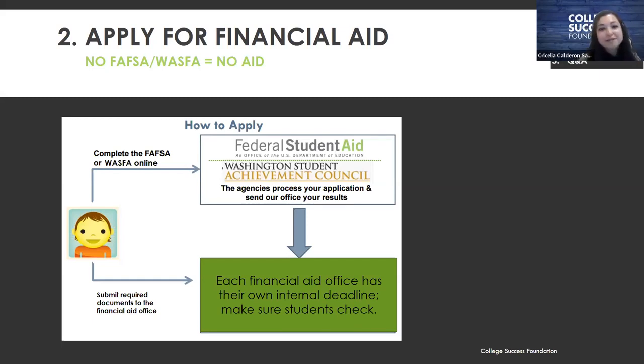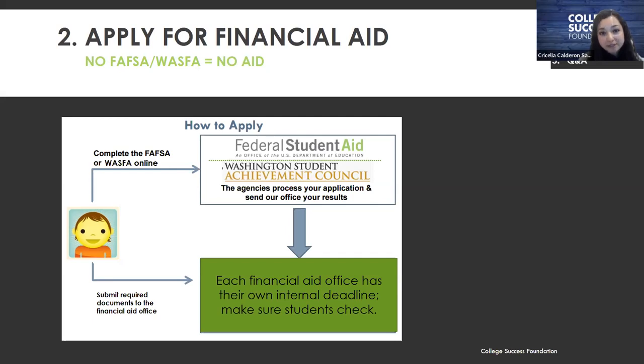Students start this process by completing the FAFSA or the WASFA application. When your student applies for their FAFSA or WASFA and includes the school that they are interested in applying to, this signals to the school that the student may attend their institution. Federal Student Aid or the Washington Student Achievement Council will send the student's application results to the college's financial aid office.